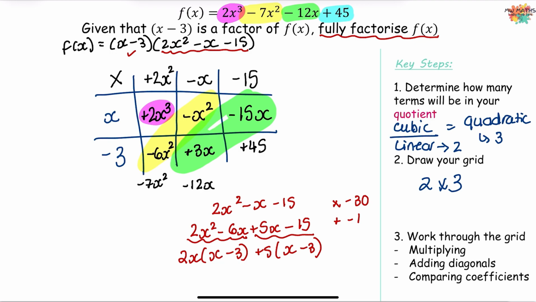Awesome. That means I can finish off my f of x, and I can write that as 3 factors. I know one of them's x minus 3. Looking at the quadratic, one of the brackets will be 2x plus 5. And the final bracket will be x minus 3. And that's it. Done. I've fully factorized it.